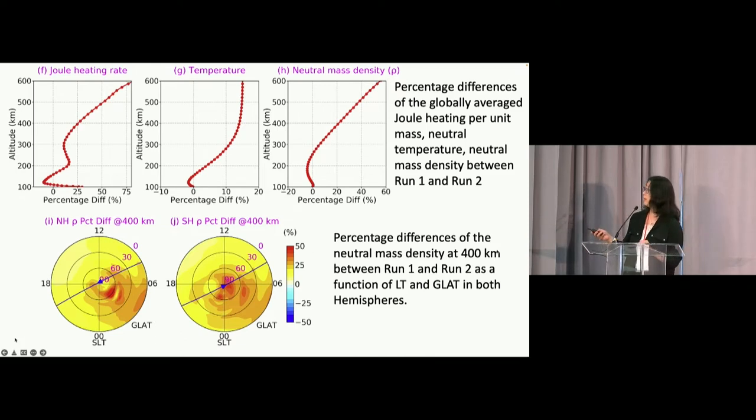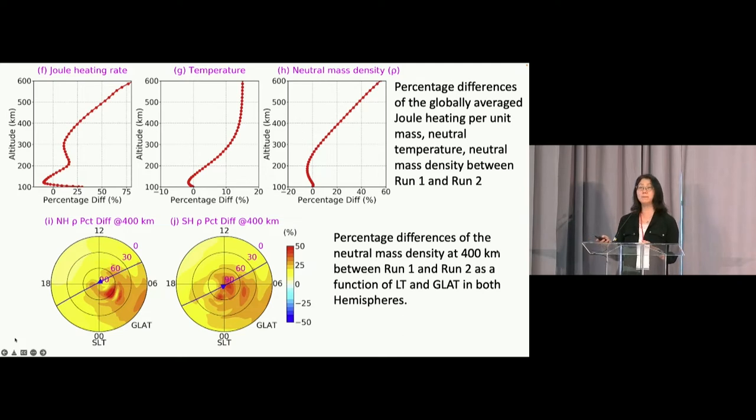Including the soft particle precipitation strongly enhanced the Joule heating in the F region. For example, at a 400 kilometer altitude, globally averaged, the enhancement is close to 25%. It also enhanced the temperature by more than 10%, and the neutral density got enhanced by almost 20%. The bottom two panels show the distribution of the neutral density enhancement caused by the soft particles.